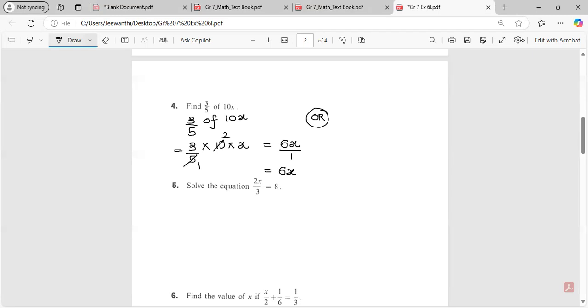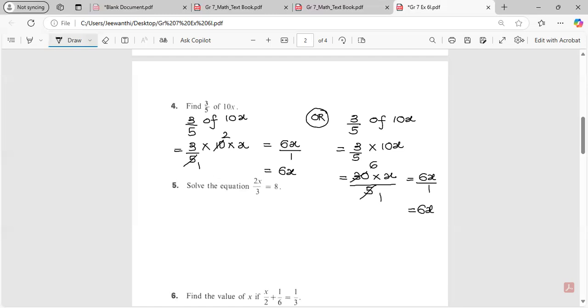Either method, it's okay. Some students simplify this like this: 3/5 of 10x. So then they write the next step, 3/5 multiplied by 10x. 3 times 10x, 30x. 30x means 30 times x. And they divide it by 5. 5 times 1 and 5 times 6. So then you can write the answer 6x over 1, and it is equal to 6x. Both the methods are okay.